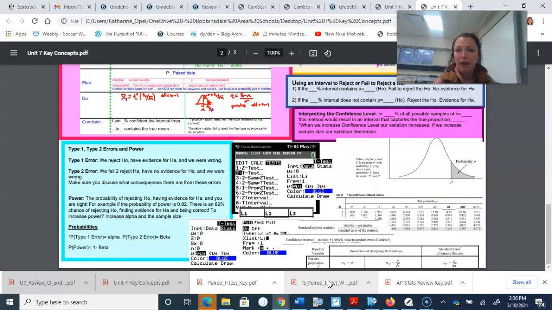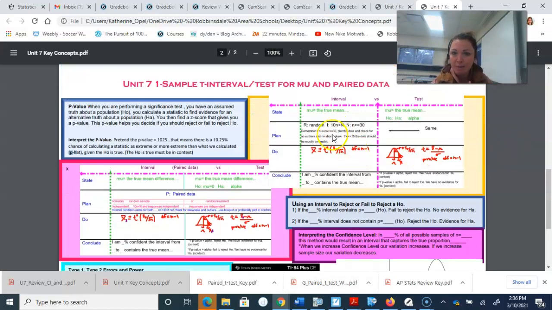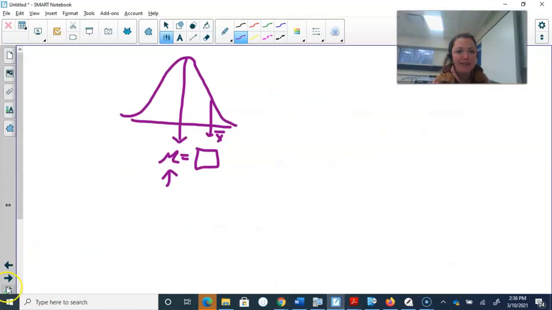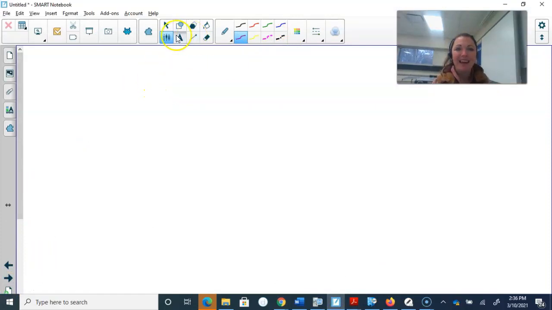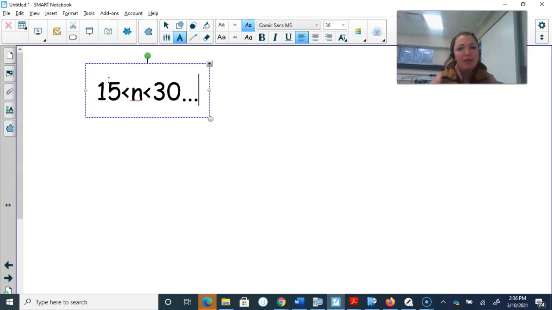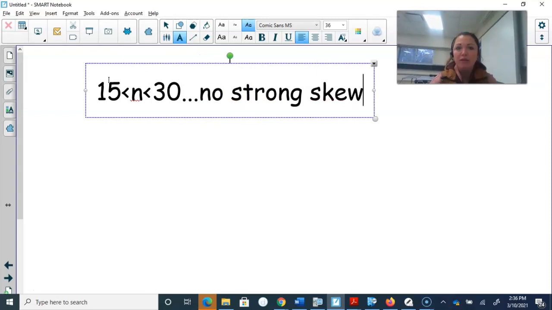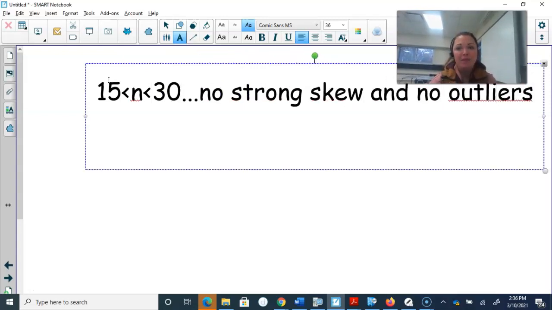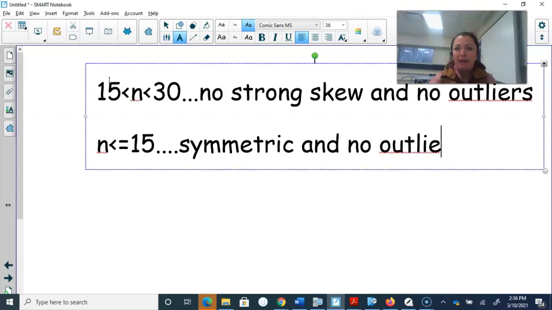What am I looking for then? If my sample is not greater than or equal to 30, I want my data, if it's, I call it a medium sample in class, okay? A medium sample was, if 15 is less than n, which is less than 30. You can have some skew, but no strong skew and no outliers, okay? If n is less than or equal to 15, then you want it to be pretty symmetric and no outliers.